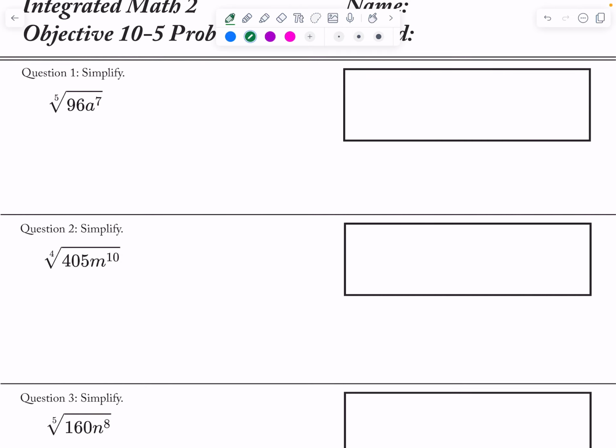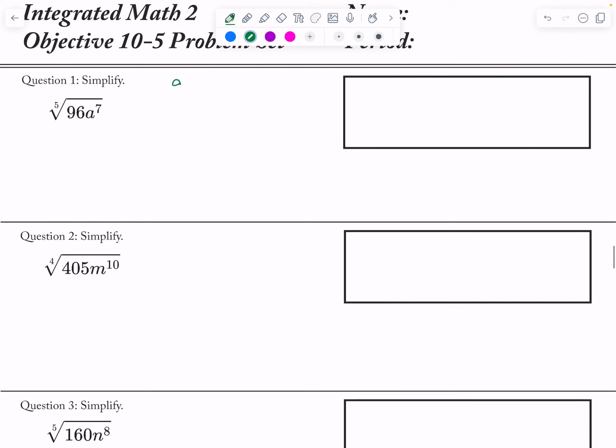Okay, so we're going to simplify. 96 is divisible by 3, so let's do that first. Divisible by 3, so I get 32. Now 32 is divisible by 2: 16, 2 and 8, 2 and 4, 2 and 2. So there's 5 2's in there. So this is the 5th root of 2 to the 5th, and the 5th root of 3, because there was only 1 3 there.